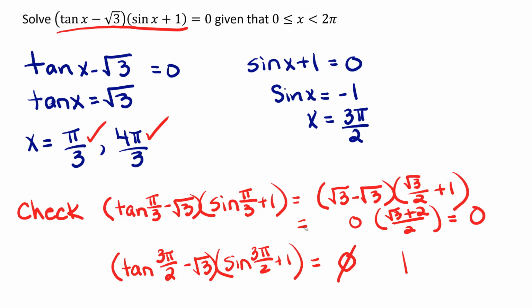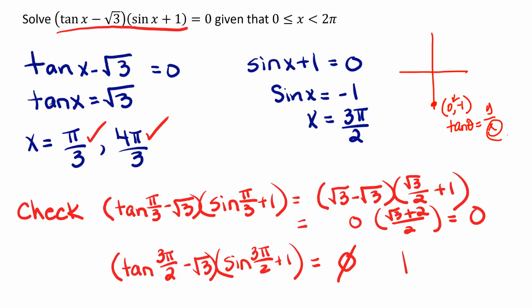However, if we put 3 pi over 2 in there for our angle, there's a problem, because tangent of 3 pi over 2 is undefined, because 3 pi over 2 is 270 degrees. So down here, and remember that tangent theta is equal to y over x, this point here is (0, -1). The x is 0, and so the tangent does not exist at 270 degrees.